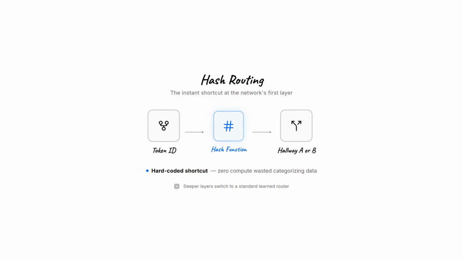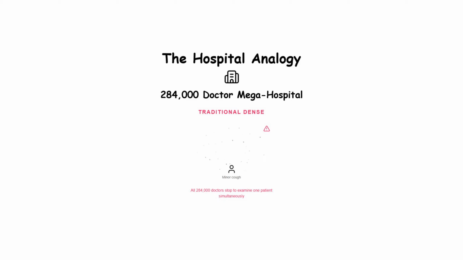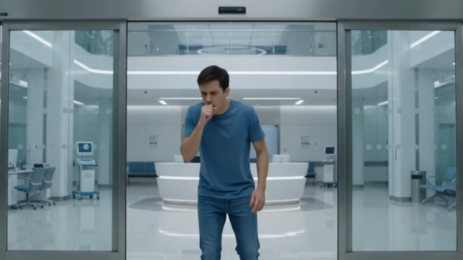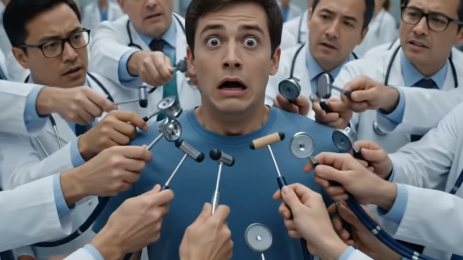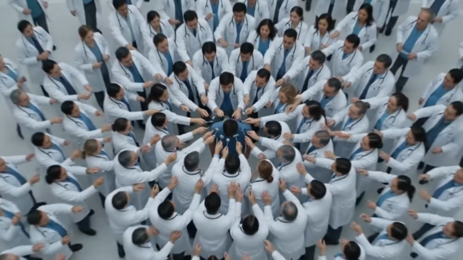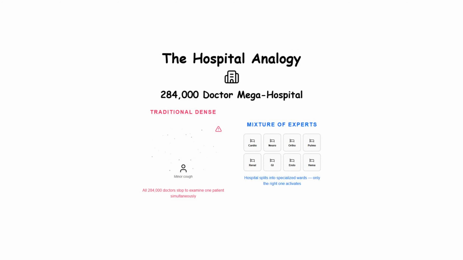To put this into a real-world perspective, imagine this entire architecture as a hyper-efficient 284,000 doctor mega hospital. In a traditional dense model, when a patient walks in with a minor cough, all 284,000 doctors in the building stop what they are doing to examine the patient simultaneously. It's a massive waste of energy, as you can imagine. For a mixture of experts, it splits the hospital into specialized wards.